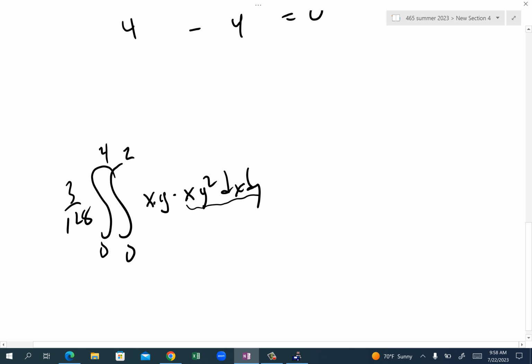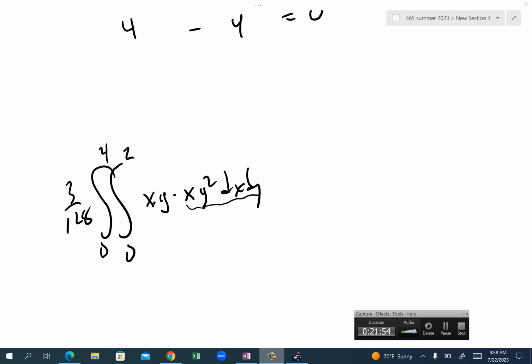Four? No way. Check it out. 0 covariance, which means they are independent. That's what your test is going to be like. Pretty straightforward. Don't overthink it.